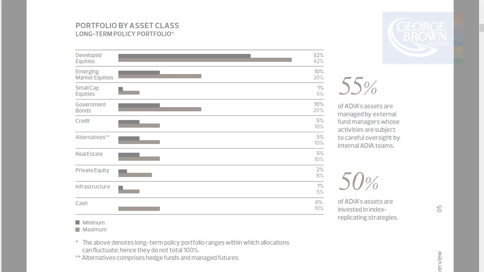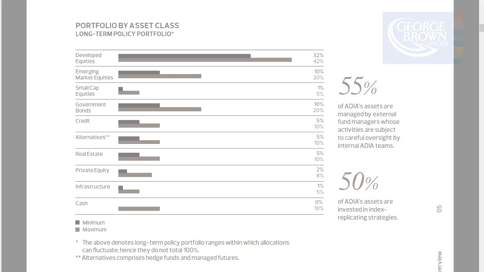So what does that tell us? It shows you that as a minimum, 32 plus 10 plus 1, that 43% of the portfolio is made up of equities. Then it moves on to government bonds and credit. Credit would be the bonds of companies, and government bonds 10 to 20%, credit 5 to 10. So you can see on the bonds, 15%.